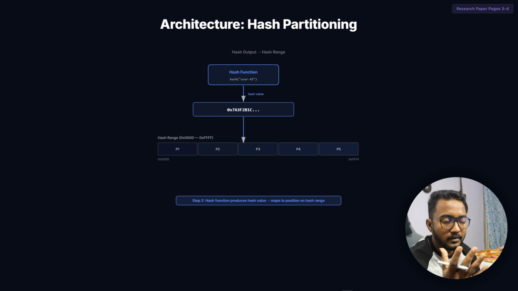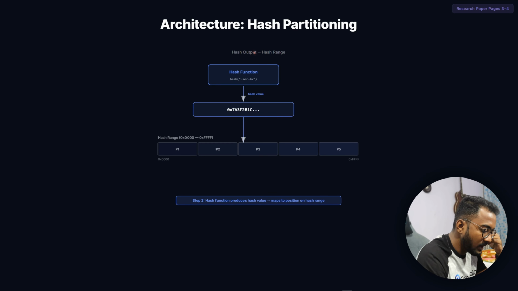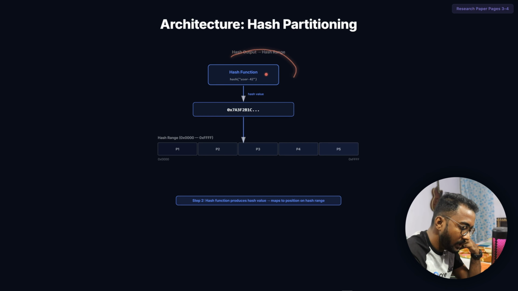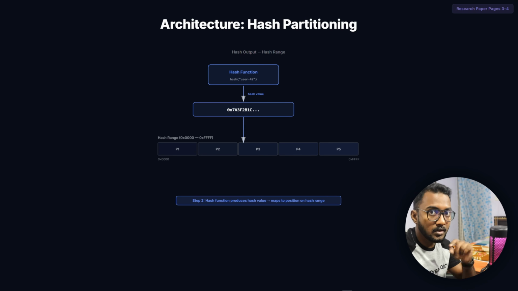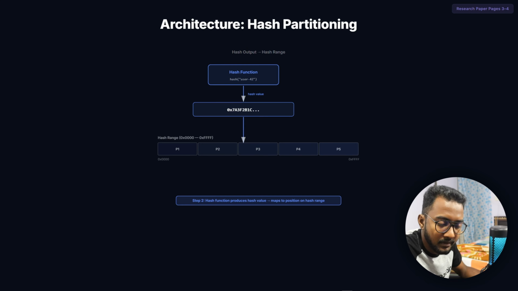Let's say MD5, one example that we can use. The job of MD5 is to be deterministic, and it should also be roughly uniform. So the hash function will take user 42 and convert it to a hashed value, and then that hashed value is distributed across the memory, and partitions are created which are actually contiguous, not continuous. I will explain it further if you have read about arrays and how an array works.